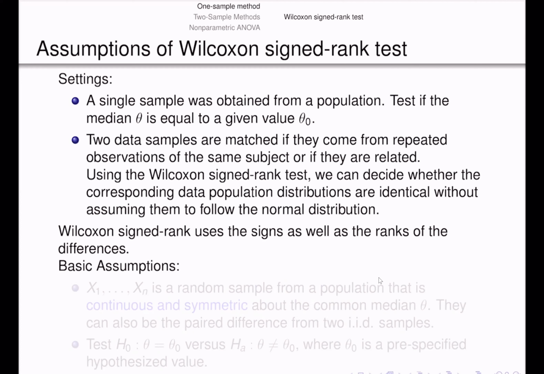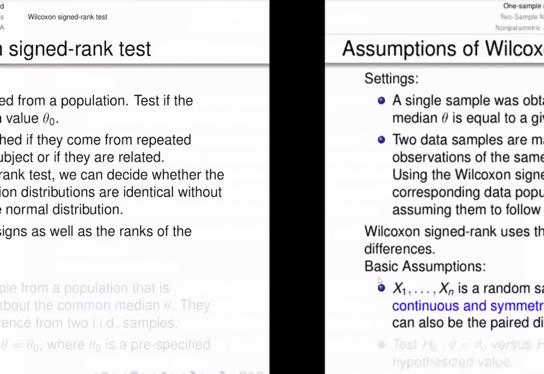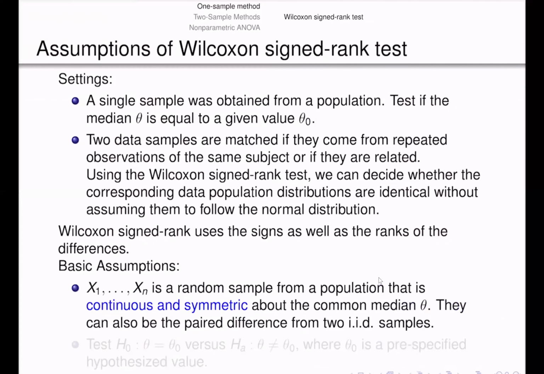In the Wilcoxon signed rank test, we consider how each value differs from the median. And this difference is considered in the sense that we look at both the sign, whether it's less than the median or greater than the median, and in addition, we also see how big the difference is. The basic assumption for this test to be valid is that we have either one population or the differences of a paired sample.